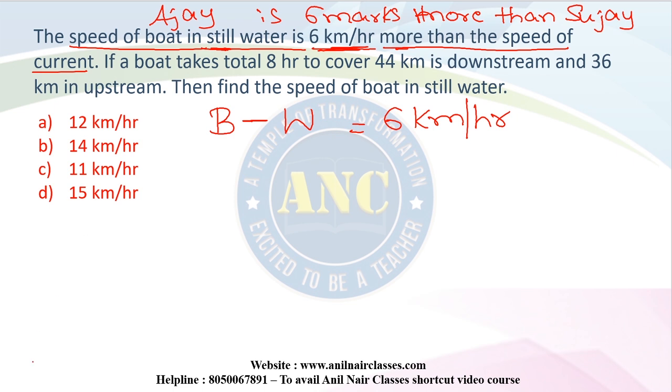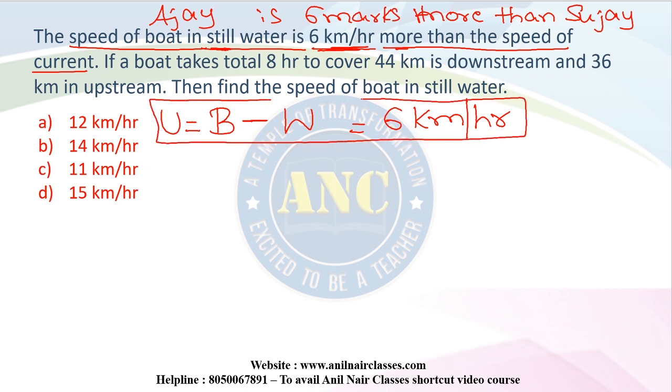But we already know that B minus W is nothing but what? It is upstream speed. B minus W is upstream speed. So indirectly in this question they are giving you the value of upstream speed as 6 kilometers per hour. Beautiful. Next, what is the next thing that we can conclude from here?